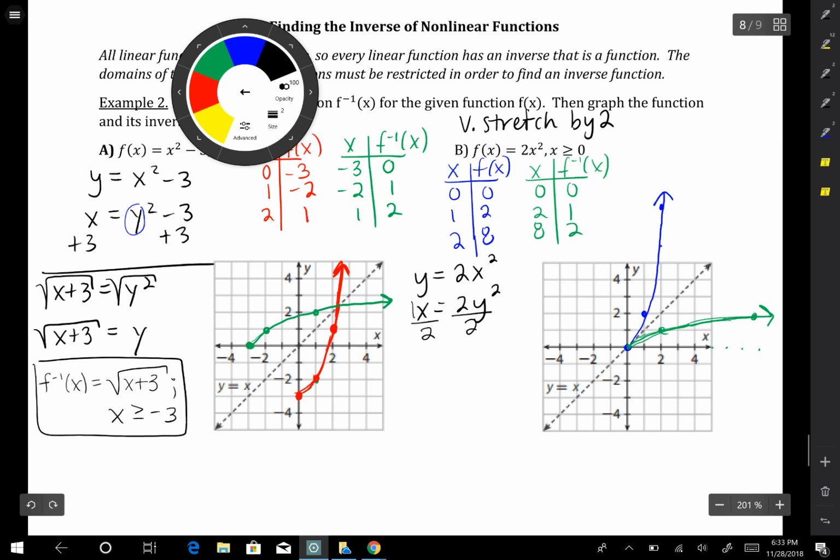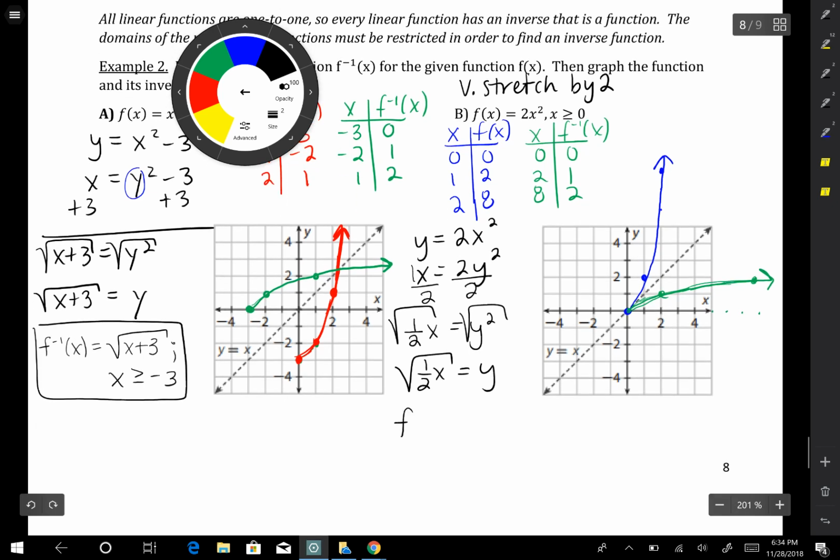Now this is 1x over 2. I would prefer to write that as 1/2 x, and that equals y squared. To get rid of the squared, we take the square root. And so that leaves me with the square root of 1/2 x equals y. Writing that as an inverse function, I get f inverse of x equals the square root of 1/2 x. And I'm going to put the domain that I see that my green graph has. It has the same domain as the original. It's starting at 0, 0 and going to the right. That's for x values greater than or equal to 0.